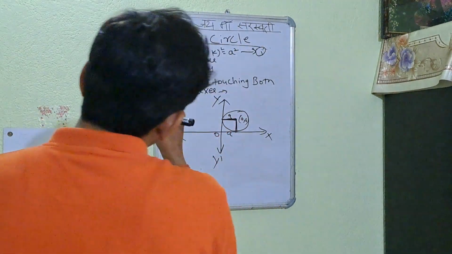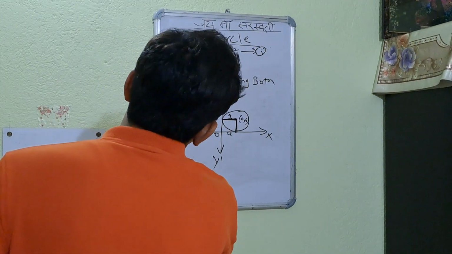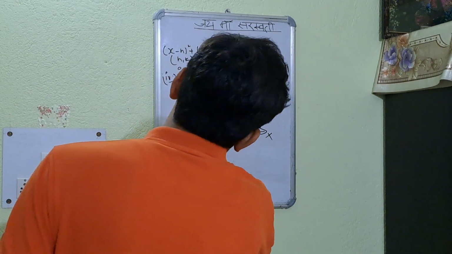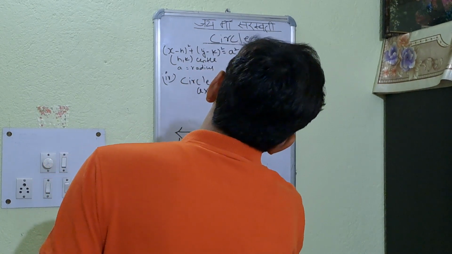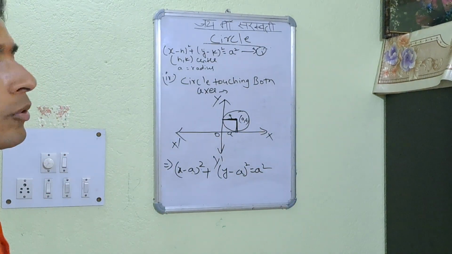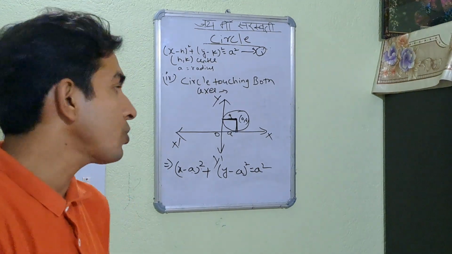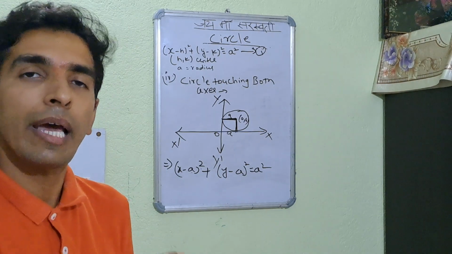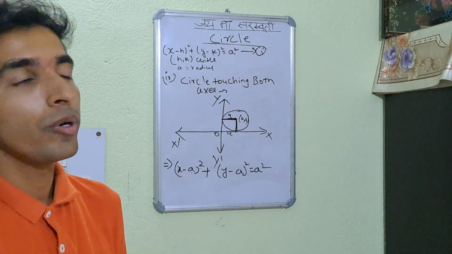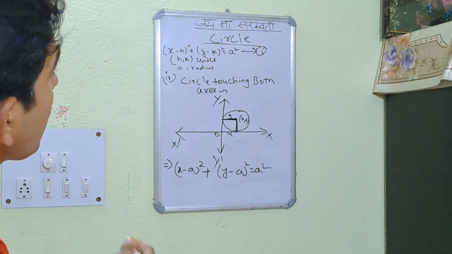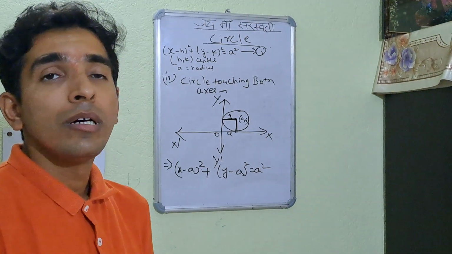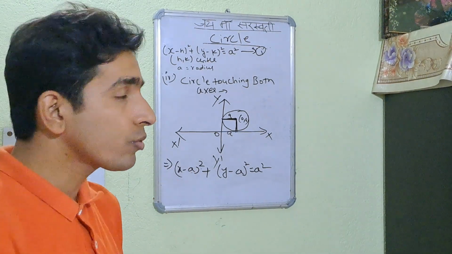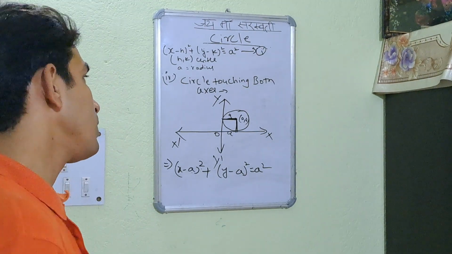Now we will transform equation number 1 in this way. Suppose it is (x minus a) the whole square plus (y minus a) the whole square is equal to a square. This is the particular equation of the circle whenever the circle is touching both the axes, the x-axis and the y-axis. So in this way, we are transforming the main equation into our required equation, that is (x minus a) the whole square plus (y minus a) the whole square is equal to a square.